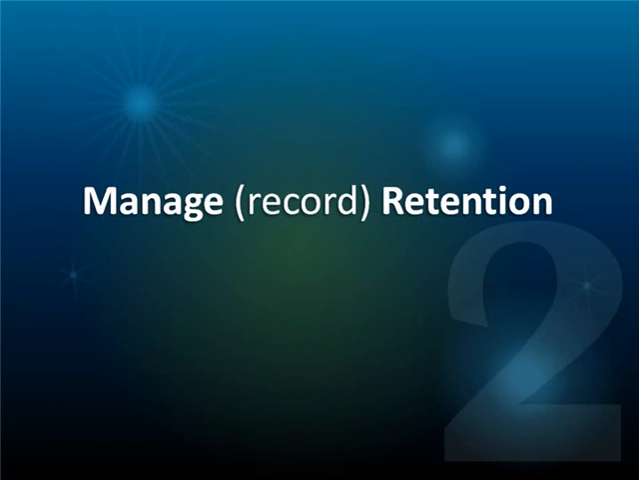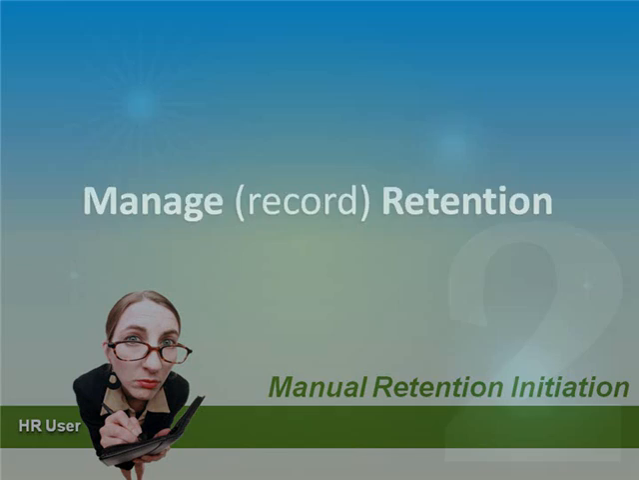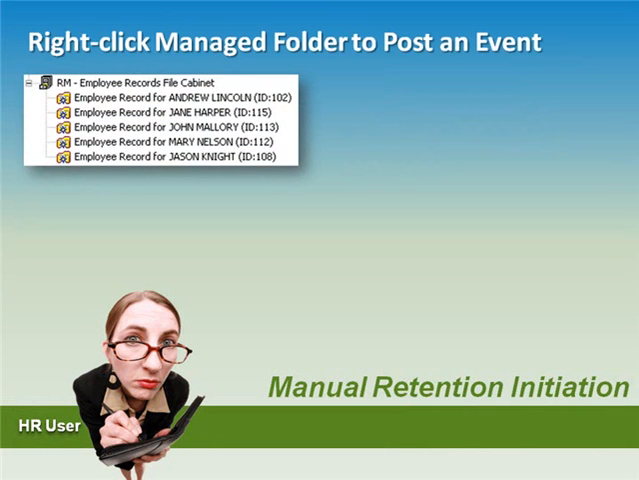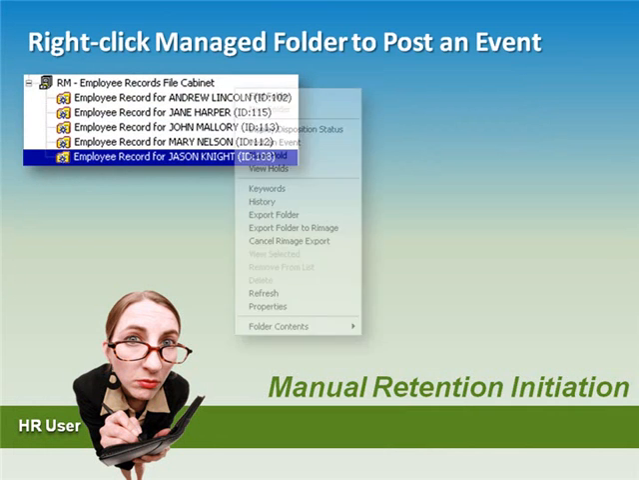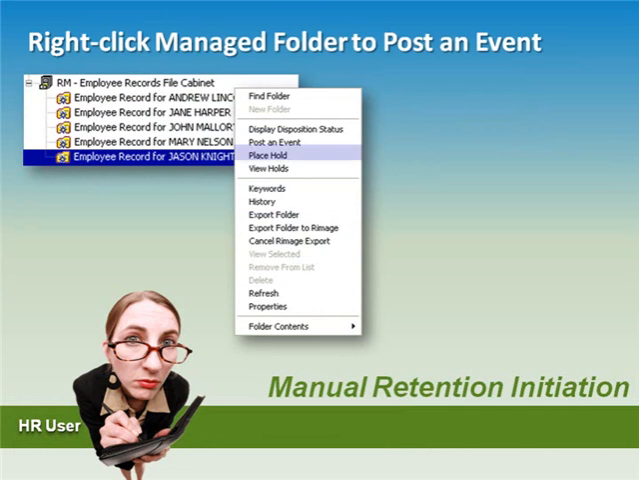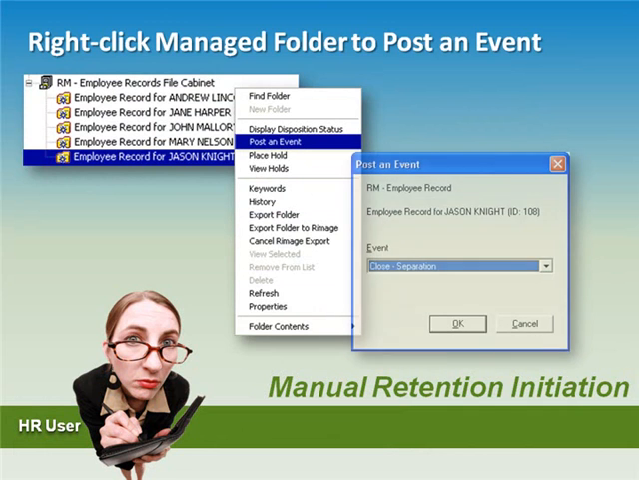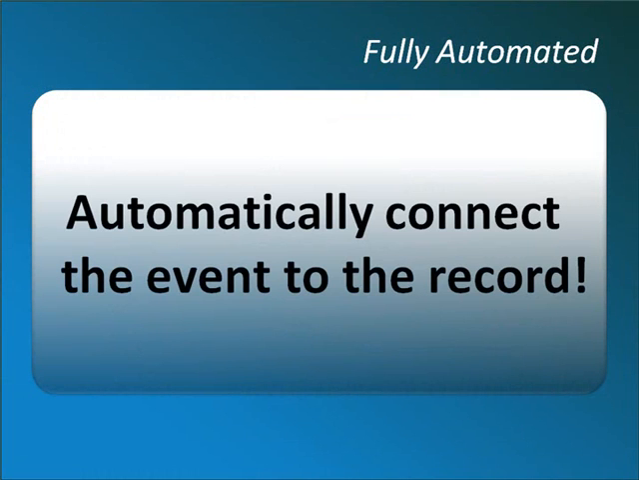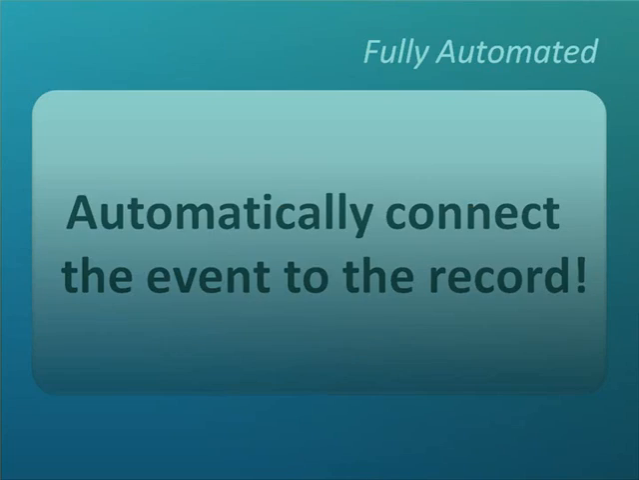Well, now that we have all of our documents declared as records, how do we manage event-based record retention? Well, in a manual world, we could right-click on that managed folder or that record, and at time of employee separation, select to post an event and select the appropriate event that would lock down the record and initiate retention. But why force someone to do this manually when we can automate this very process, automatically connecting the event of the employee separation to the record that contains the related documents in OnBase?